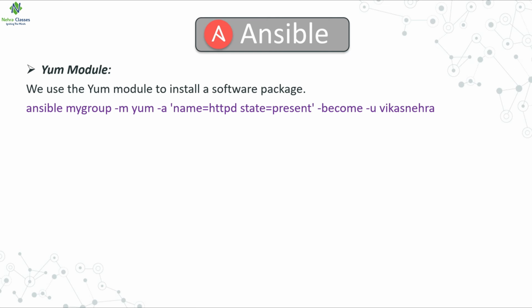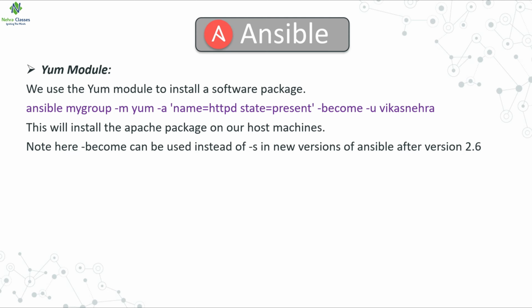If we want to install it, we can mention present there, or if we want to remove it, we can mention removed there. To install these packages, it requires admin or sudo privilege, so there we have to mention --become, because it will allow us to use the admin privilege. After that we can mention the username, of course, with option -u if we want to do it from the other user account. This will install the Apache package on the host machines. Note that --become can be used instead of -s in newer versions of Ansible after 2.6.